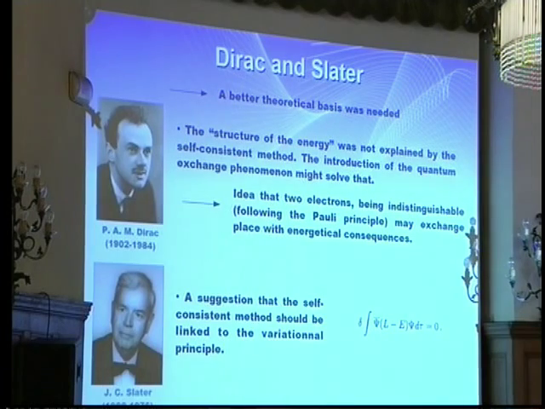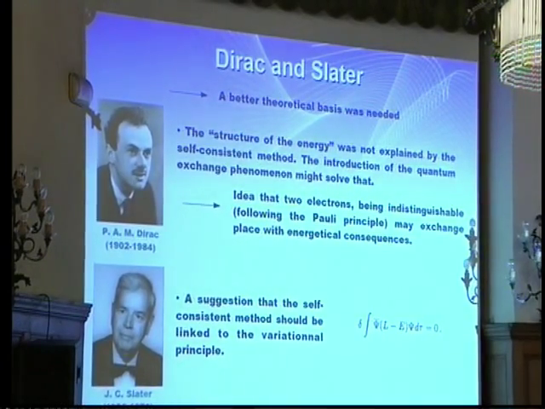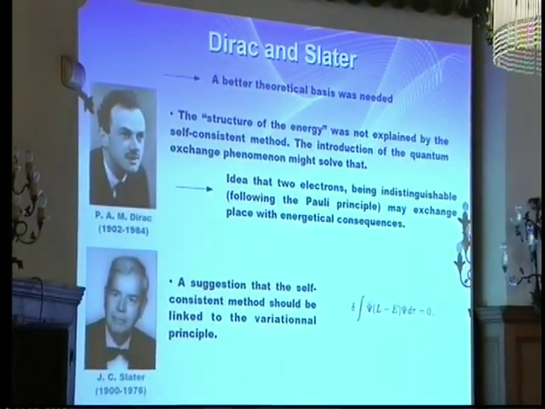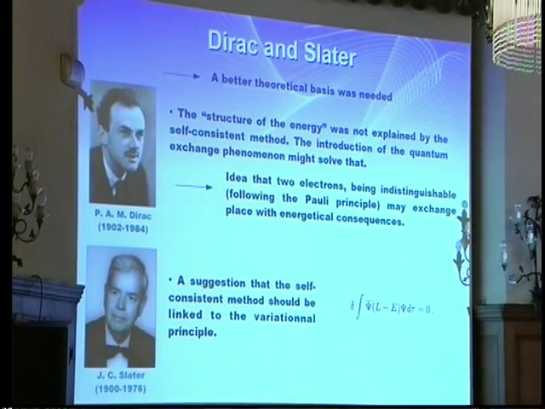Dirac considered that the structure of the energy was not explained by the self-consistent method. So he wanted to introduce the quantum exchange phenomenon to solve that problem. The quantum exchange phenomenon is based on the idea that two electrons, being indistinguishable, may exchange place with energetic consequences, and it comes from the Pauli principle. The second suggestion, by Slater, was to link the self-consistent field method to the variational principle.